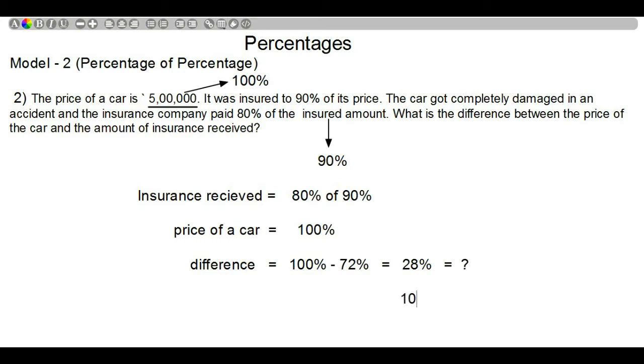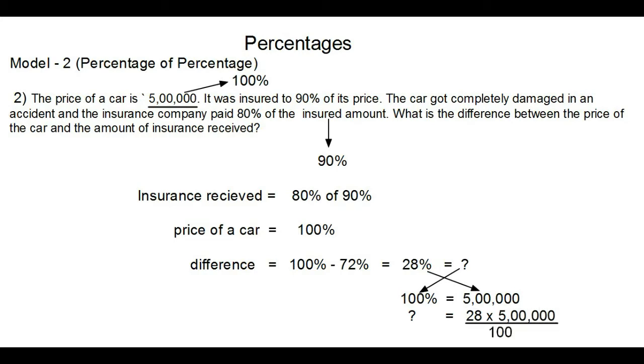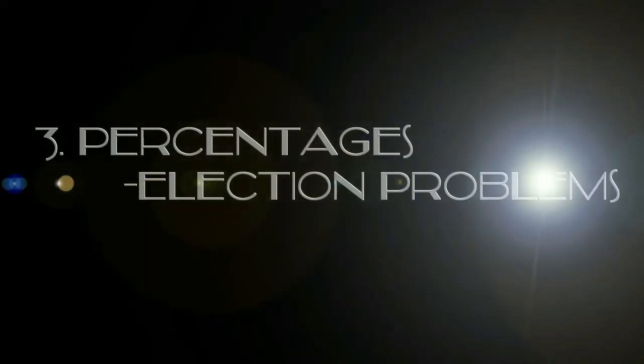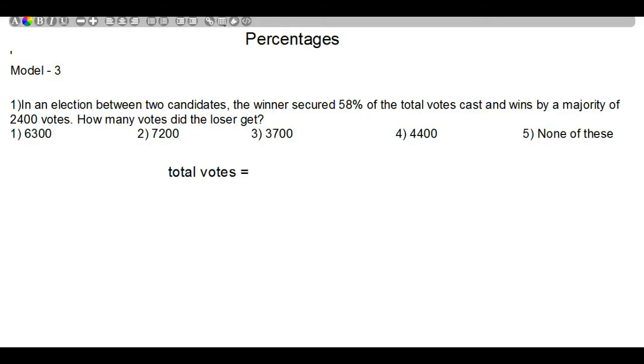And we know that 100%, that is the price of the car, is 5 lakhs. So from this, by cross multiplication, we can say that 28% will be equal to 28 into 5 lakhs divided by 100, which is equal to 1,40,000 rupees. So the difference between the actual value of the car and the amount of insurance received will be 1,40,000 rupees.